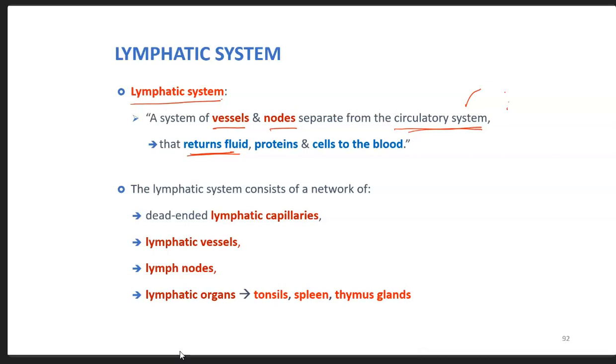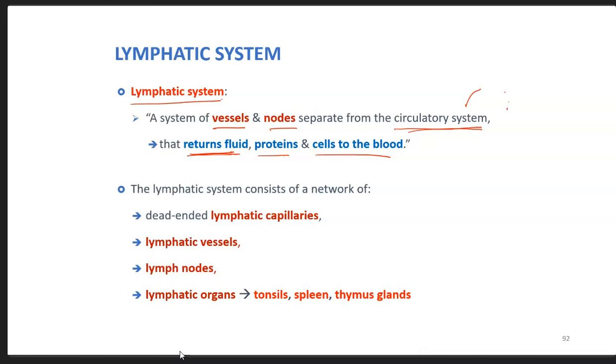The function of the lymphatic system is to return fluid. You do not want an accumulation of fluid in your body tissue. So this excessive fluid will return back to your blood circulation later through the lymphatic system. And then it returns fluid. Proteins also, there is protein that managed to leak out of the blood capillaries as well, but not so much. But this protein has to return back into your blood circulation too, and also cells to the blood.